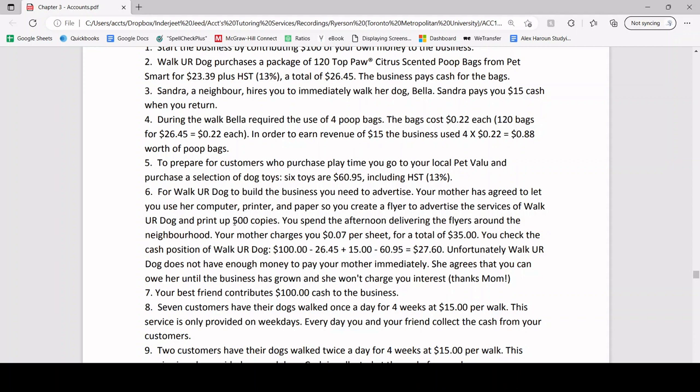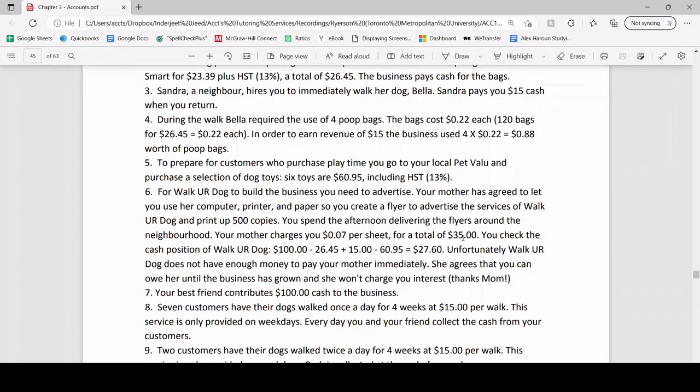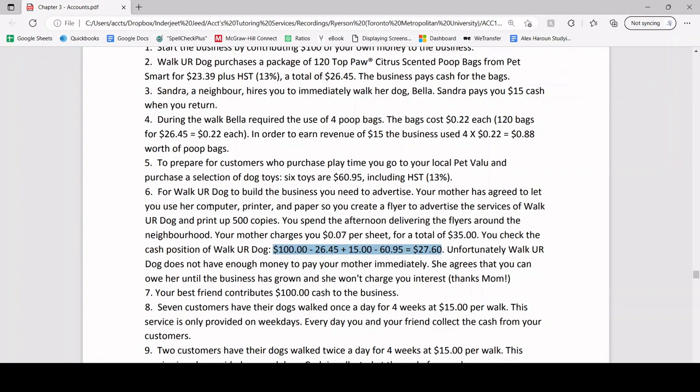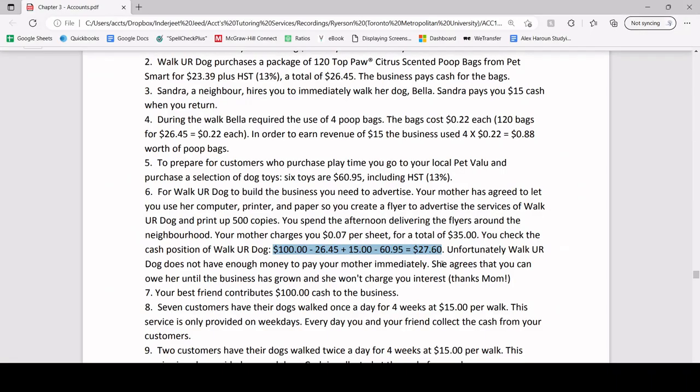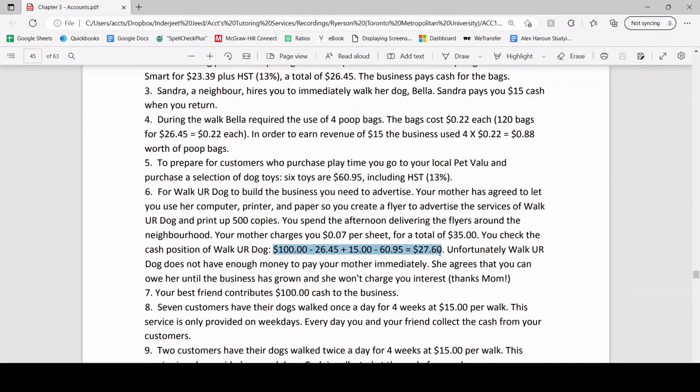Your mother charges you 0.07 per sheet, or 7 cents per sheet, for a total of $35. You check the cash position of Walk Your Dog. So essentially this over here, $100 minus 26.45 plus 15 minus 60.95, is coming from these transactions right over here. I already inputted a formula at the bottom to calculate the totals. So the total cash position after transaction number 5 is 27.60, which matches up with this.